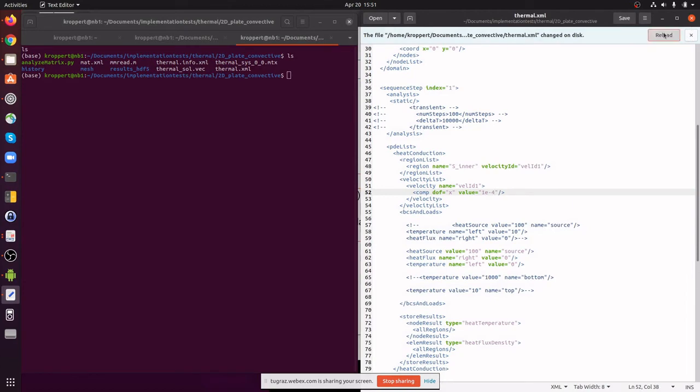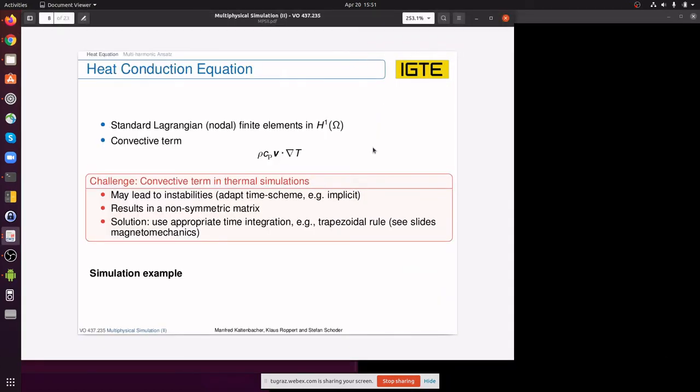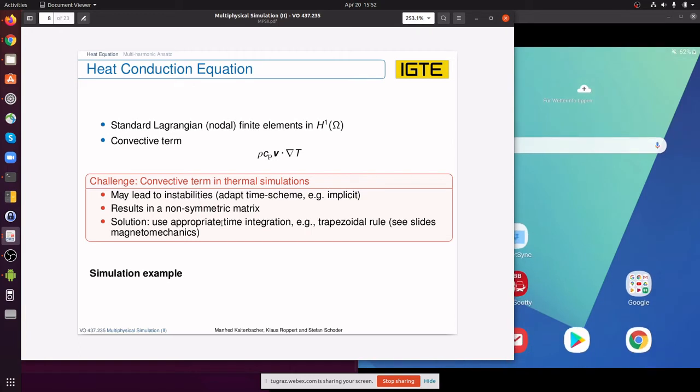Okay, let's close this and go back to the slides. Yeah, you can increase the time integration order by maybe using a higher order integration rule, maybe trapezoidal or a quadratic integration rule, and maybe change your integration scheme altogether. So maybe use an implicit solver to overcome this problem.